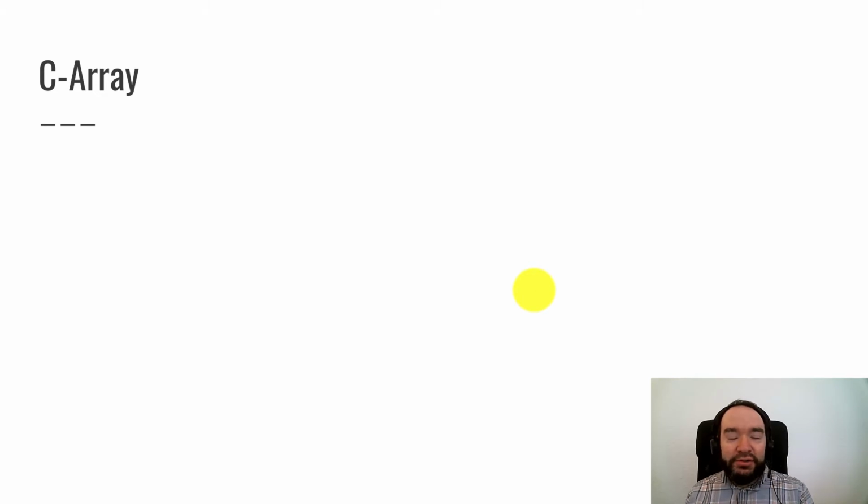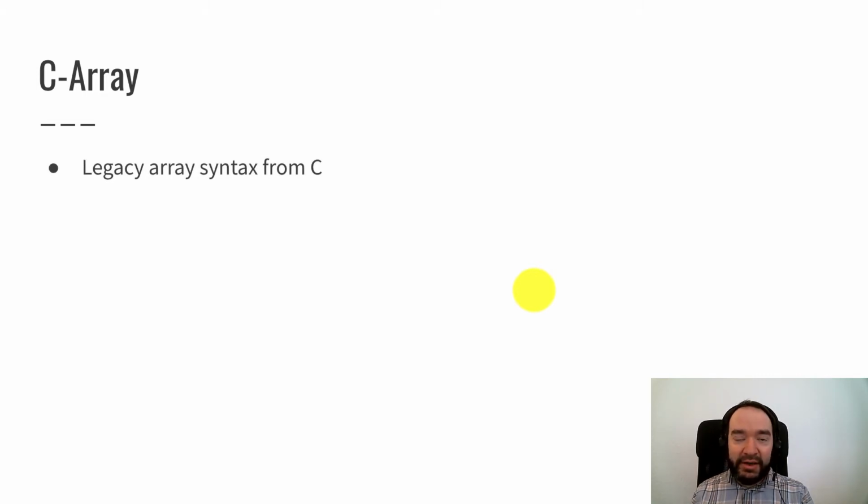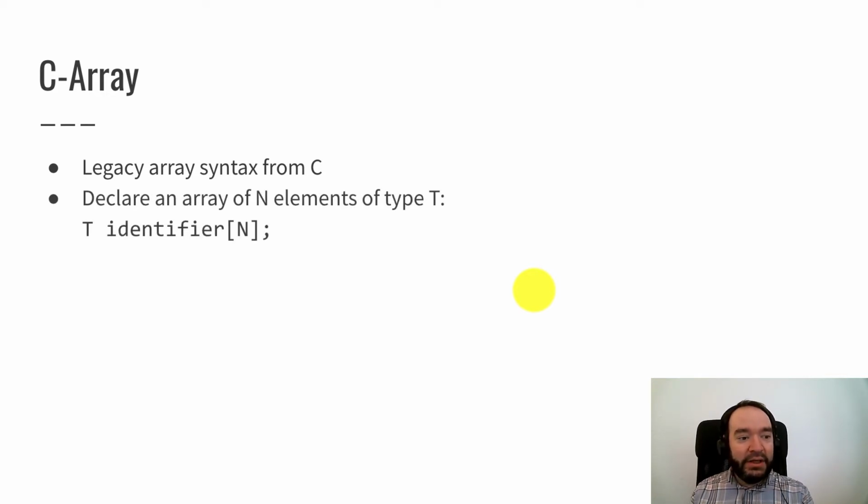We're going to go over two different syntax patterns for creating an array. One is what we call the C array. This is the legacy array syntax from the C programming language. As you may know, C++ was created by adding to the older C language. C had a way of declaring arrays, and the C array is that.